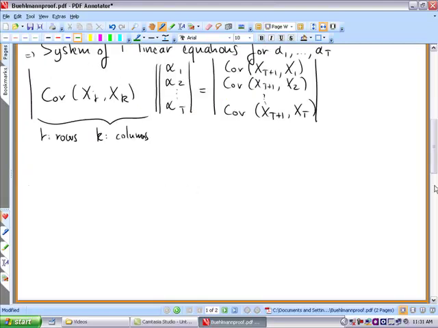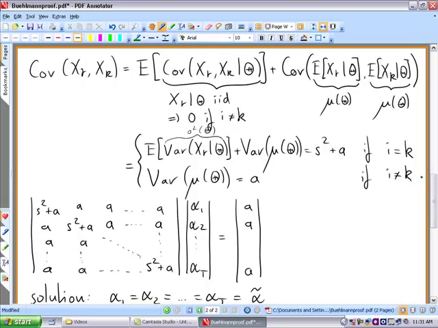Now we need to look at this covariance. The covariance of these x's unconditionally is not zero. When theta is not given, the x's are positively correlated. But you can expand this covariance with the covariance rule as the expected value of the conditional covariance plus the covariance of the conditional expected values.